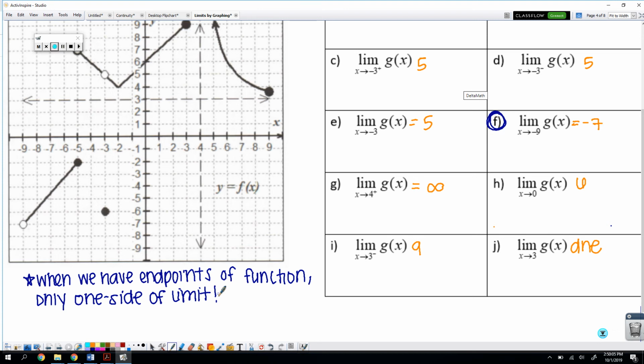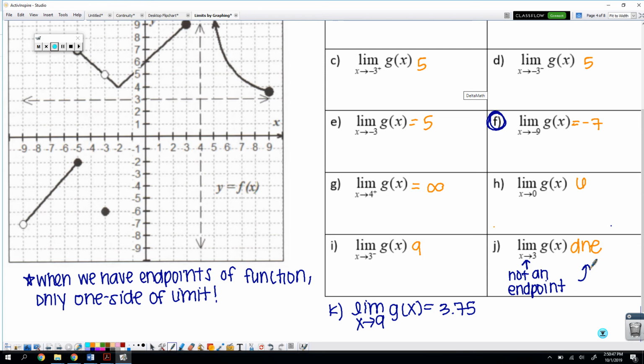For example, if I asked for k, the limit as x approaches 9 of g of x, since the left side does exist, we could say that it's 3.75, or whatever you estimate that to be, without the notation for the left side, because it's the endpoint, so it's okay. Whereas when we talk about 3 right here, this one is not an endpoint, so therefore it does not exist, because you need left and right.